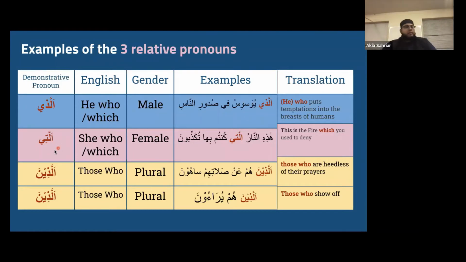Okay, and then allati, the next example, she who, referring to a female person, a living creature, or a female object or place, which. The example we have here is هذه النار التي كنتم بها تكذبون. This is the fire which you used to deny.